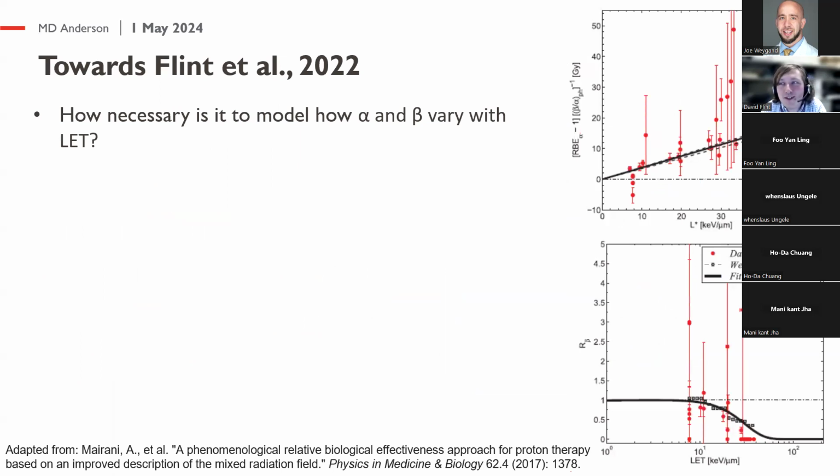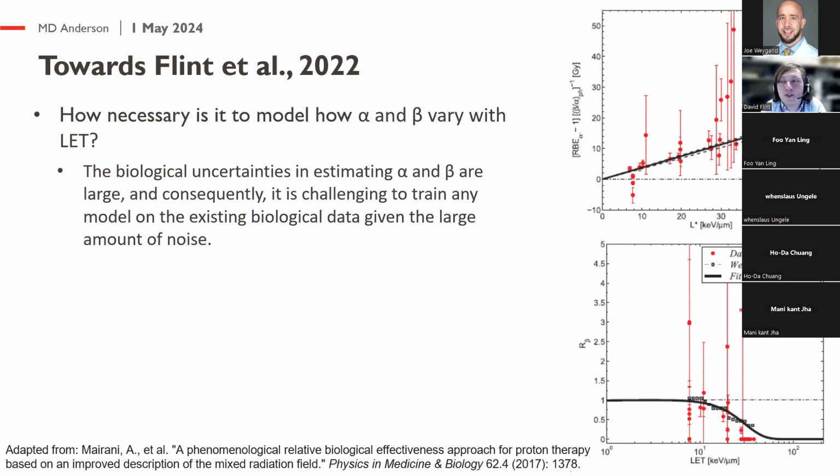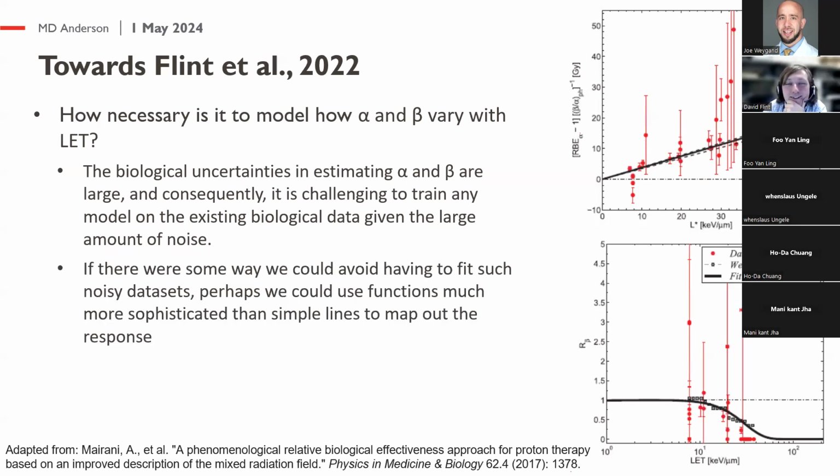So towards the model that I ended up creating, just to shamelessly plug my own model, to push this forward a bit, we asked ourselves the question: how necessary is it to actually model how alpha and beta specifically vary with LET? The reason you'd ask this is because of how noisy these data are. It's going to be hard to do much better than a straight line. So let's try to model something else. If we had some way to get away without explicitly having to model alpha and beta and how they depend on LET, we might be able to do a lot better because we could have a much more sophisticated function to describe the trends.